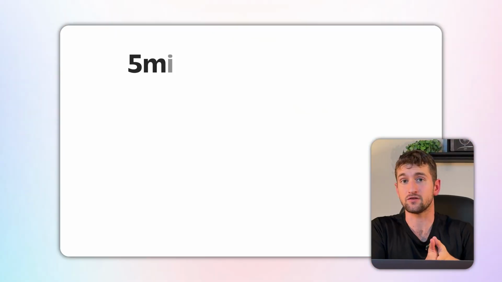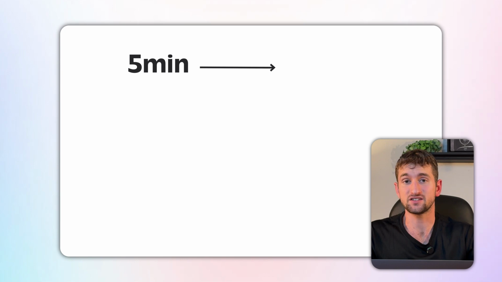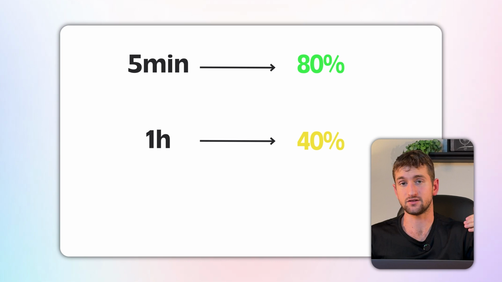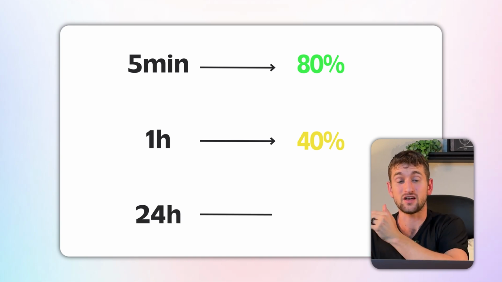If you respond within 5 minutes, you increase your chances of booking your meeting by 80%. But if you respond within an hour, that goes down to around 40%. If you respond after 24 hours, that goes down to around 15%. So set up your Gmail filters, set up your Slack notifications, do whatever it takes to reply within a couple minutes, because your interested prospect is probably on their phone at the same exact time that they're replying to you.